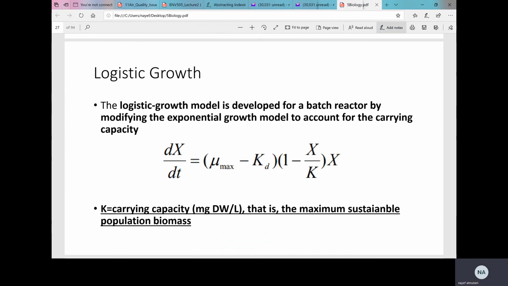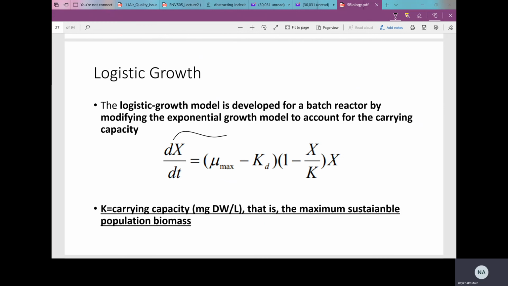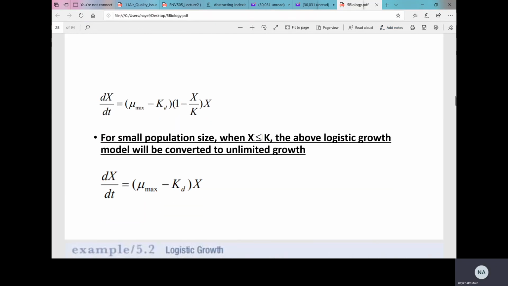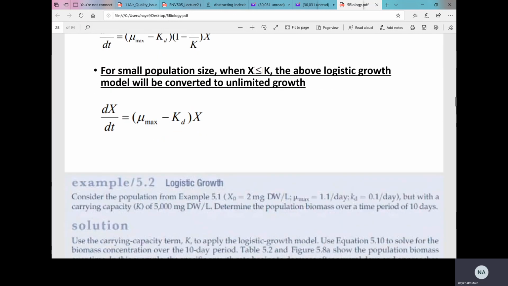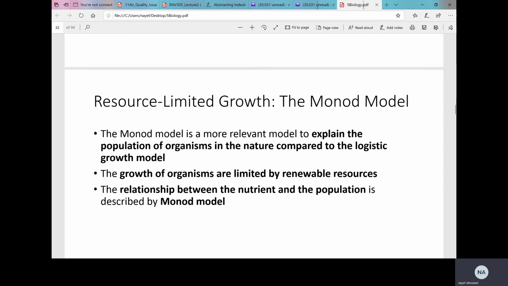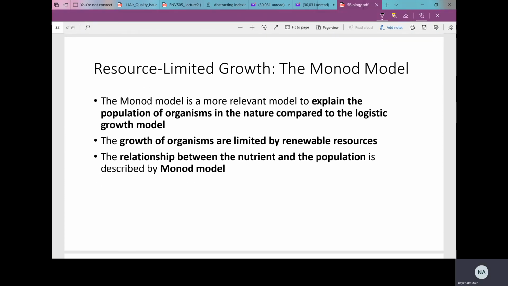So in the logistic growth, we add up. Remember this one, the whole thing was times x. We added the K, the carrying capacity K, in milligram dry weight per liter. So this is the equation for the logistic, and you can see that this is an example we just did in the class. I just want you to go to the most important thing. Although in the final, none of these two will come in the exam, the Monod model is very important and it will come in the final.